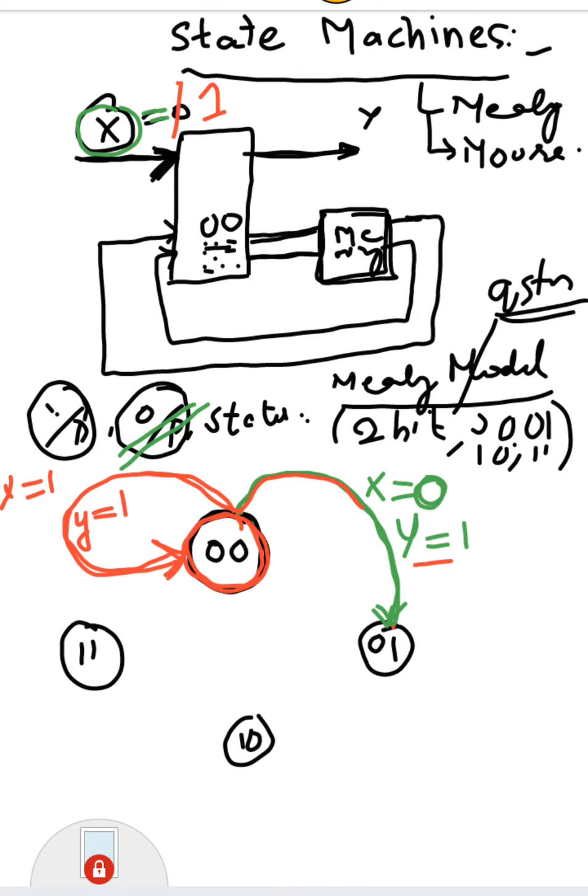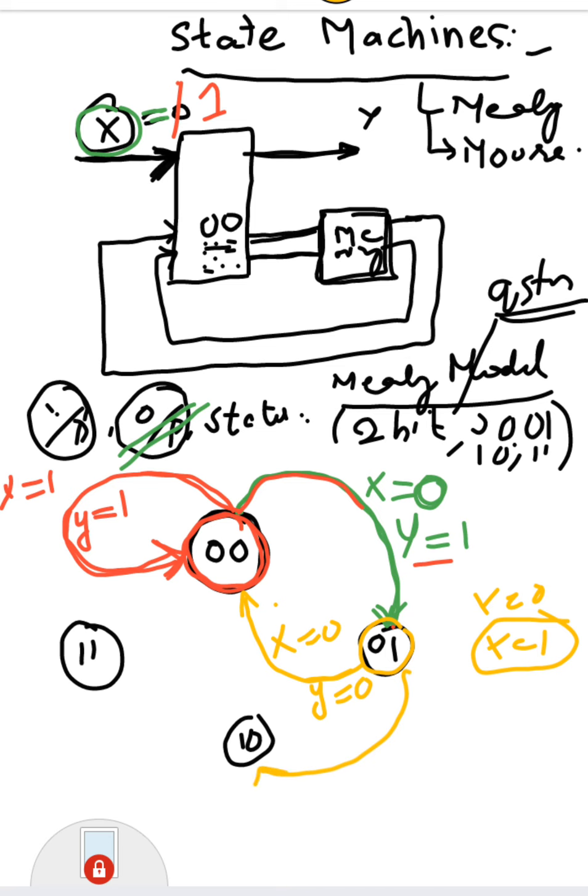Now we will take another state, 01. This is the present state. Here again there are two options. When x equals 0, you have to specify the next state, and when x equals 1, you have to specify the next state. I am writing when x equals 0, it should go back to state 00, and in that case you specify y equals 0. Now the next option, x equals 1: I am writing that it should go to state 10, and you also specify your output. For example, I am writing y equals 1.